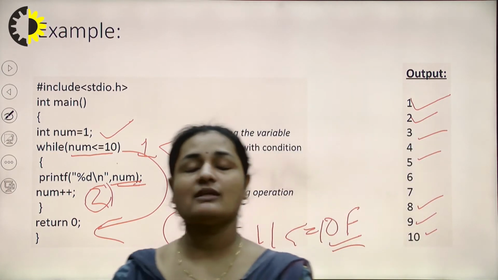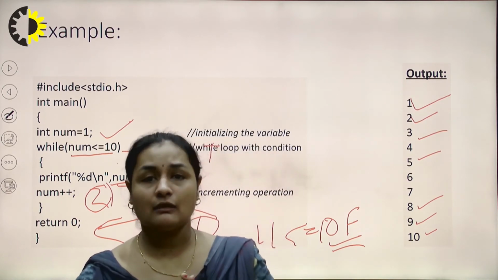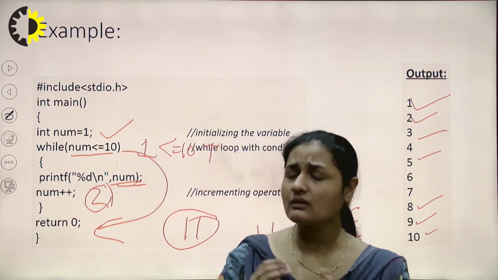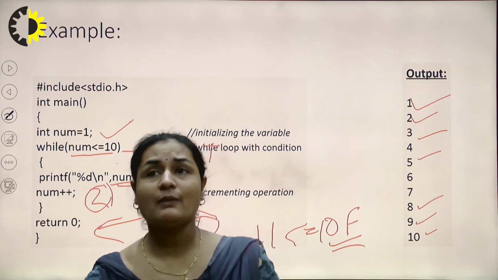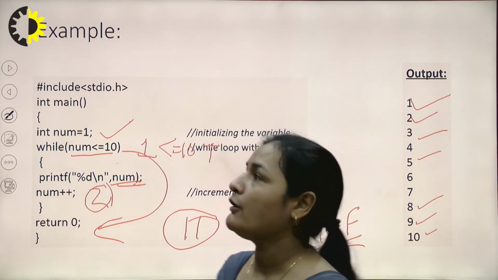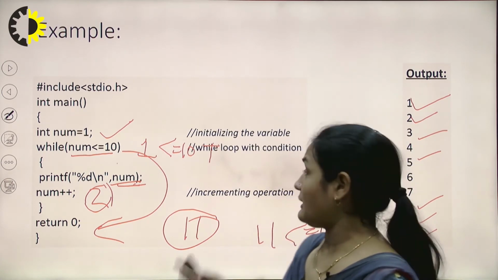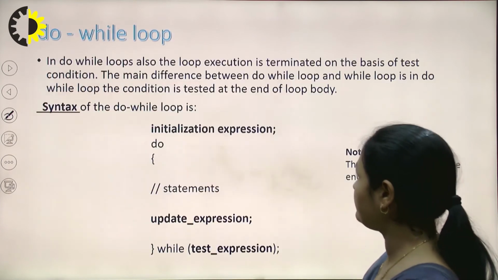The basic difference between the for loop and the while loop is that in the for loop we know at the start of the loop how many times we want to execute our statements. But in the while loop, we don't know the exact number of times the statements will execute.